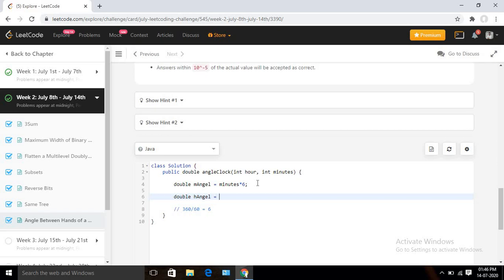So how are we going to calculate that? Since we are taking the base of 12, the hour can be like 13, 14, 15, 16, 17, but we are taking the base for 12 only. So it should be hour percentage 12. Then each 1 hour creates a 30-degree angle, so I will multiply it with 30. This is not the end. Now the tricky portion comes.